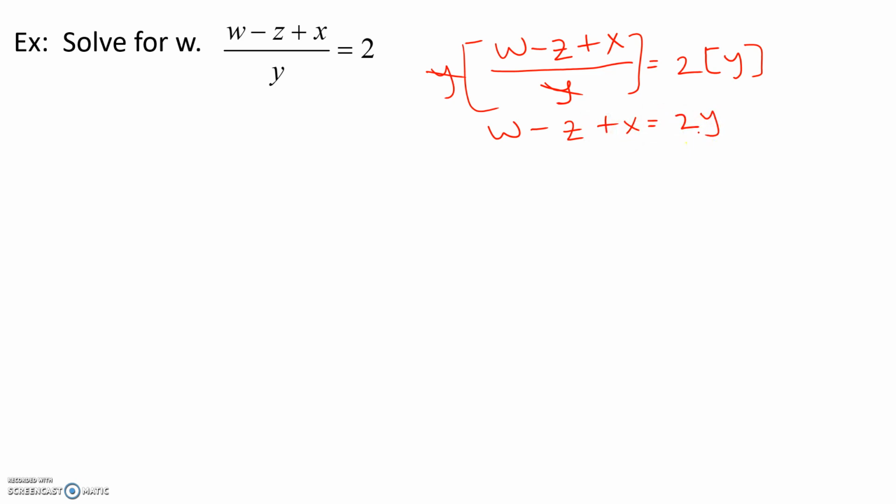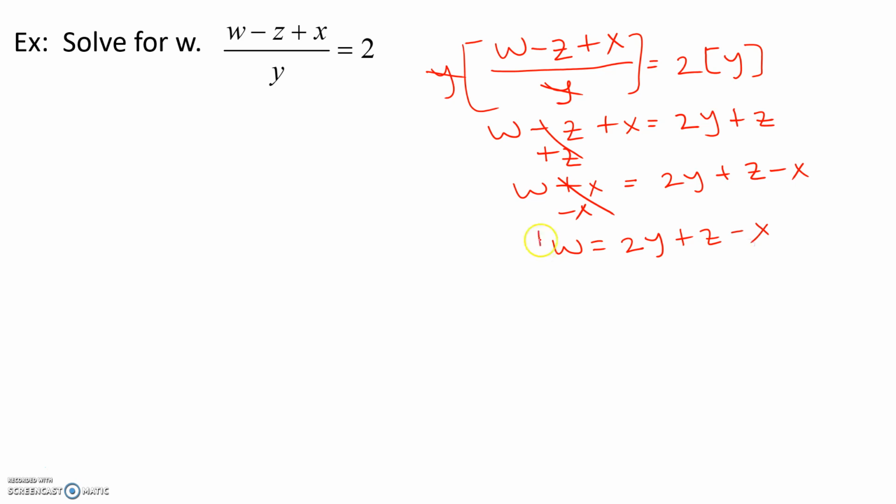Now we're looking for w. The w is being subtracted by z, so we can add z to each side. And this will give us w plus x on the left side and 2y plus z on the right side. Since the w is being added to x, let's subtract x from each side, and we would have w equals 2y plus z minus x. Since the y, z, and x are not like terms, this would be the answer in terms of w.